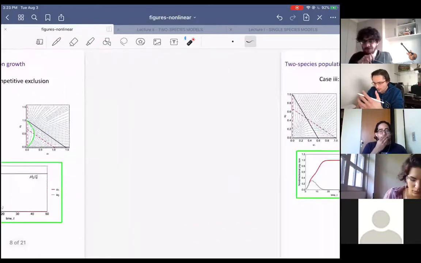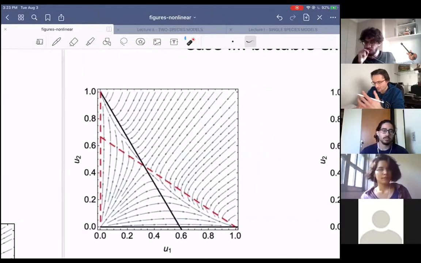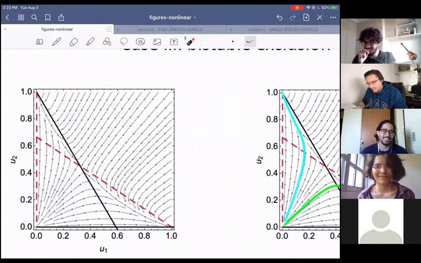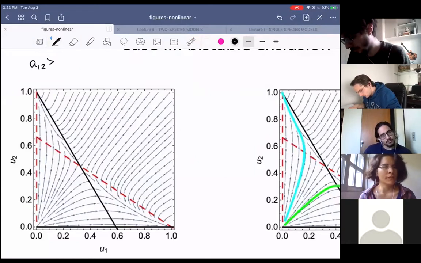So we are going to start with case 3. I want to hide the title so we don't see it. In this case, remember, A12 is larger than 1 and A21 is also larger than 1.